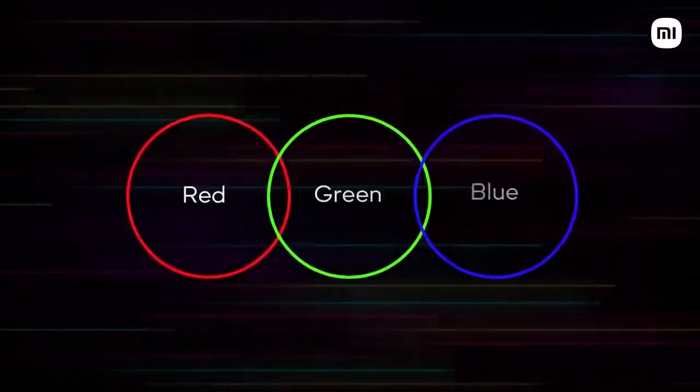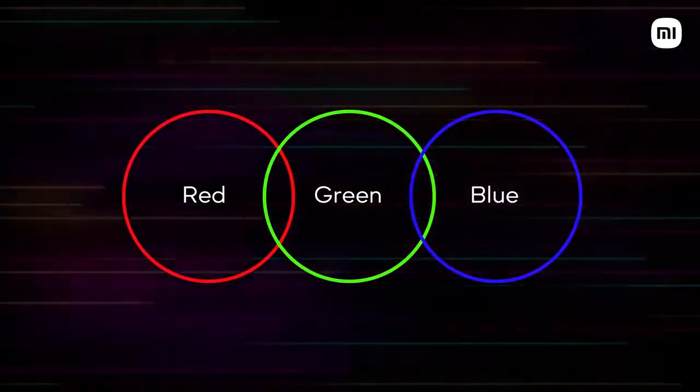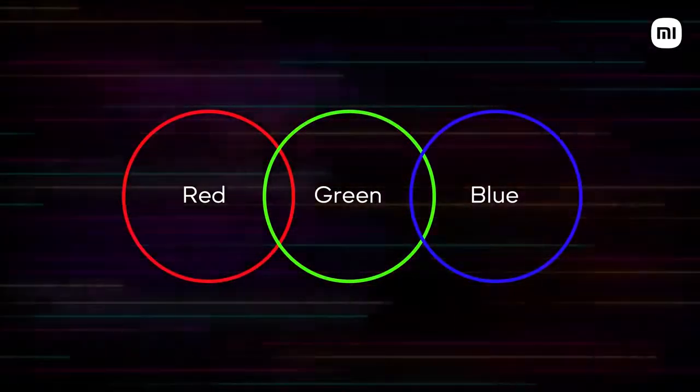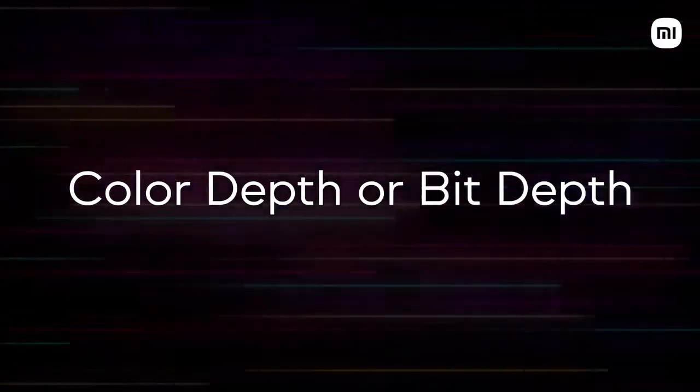Now, if you go closer to a certain pixel, you will see that a pixel further carries shades of red, green and blue, which we usually call RGB, to form an image on your screen. Now this information which is stored per red, green and blue channel is called color depth or bit depth. Now I want you to remember this. Now that we have covered the basics, let's understand what an 8-bit display is.